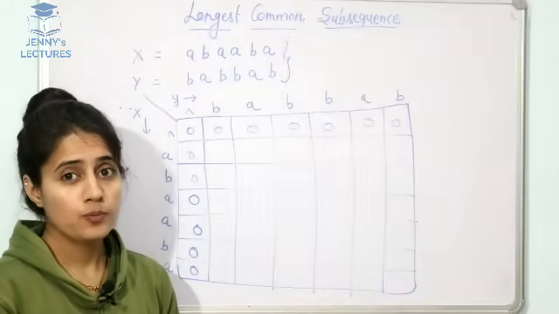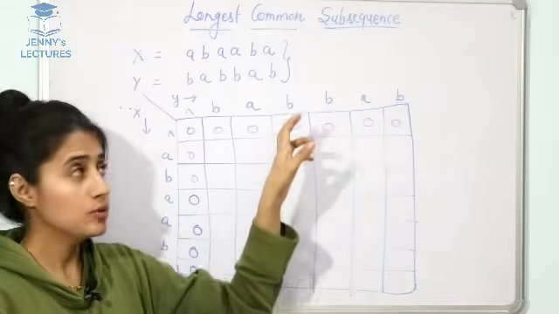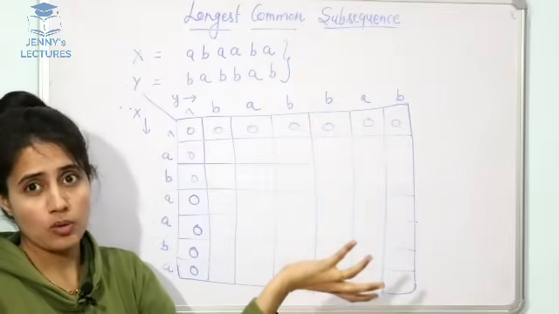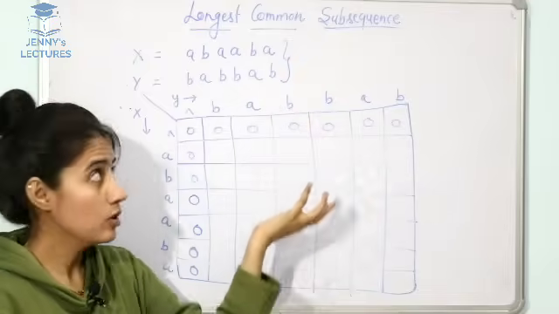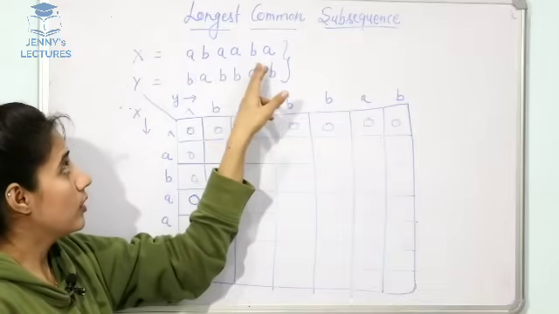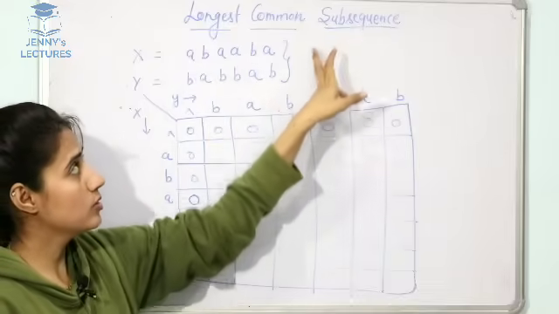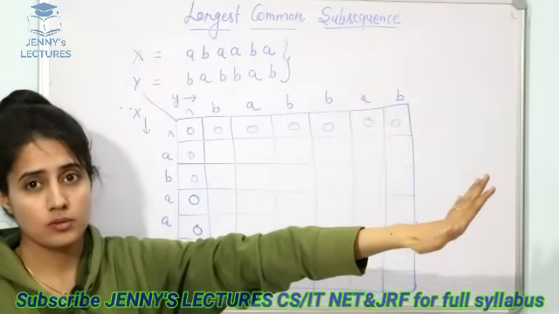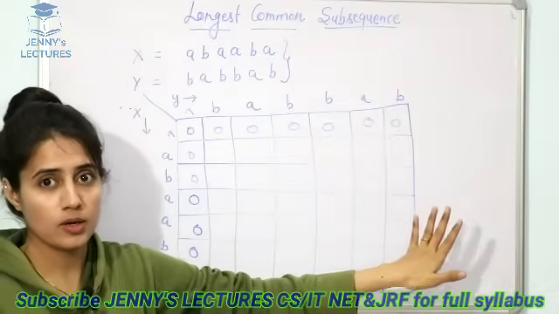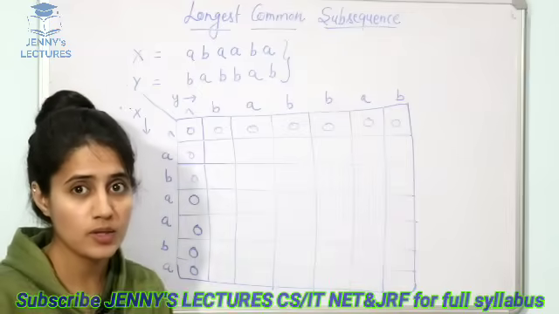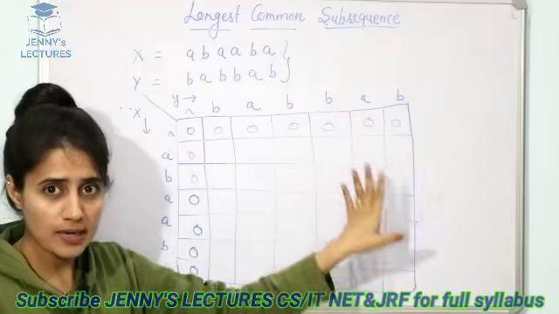So the previous method is to find out all the subsequences of these and find out the common one, but that is not possible because there are 6 characters, so 2 raised to power 6 subsequences would be there, and that would be very time consuming. Another method is just to draw a table like this.